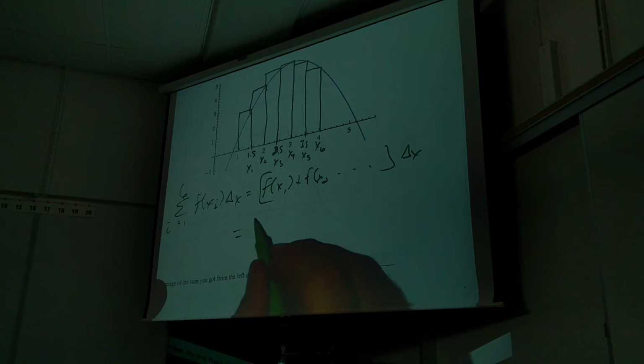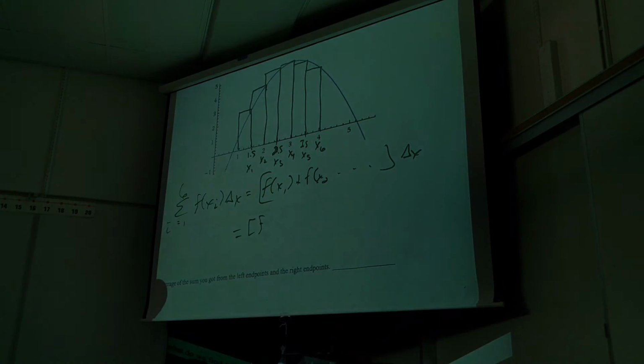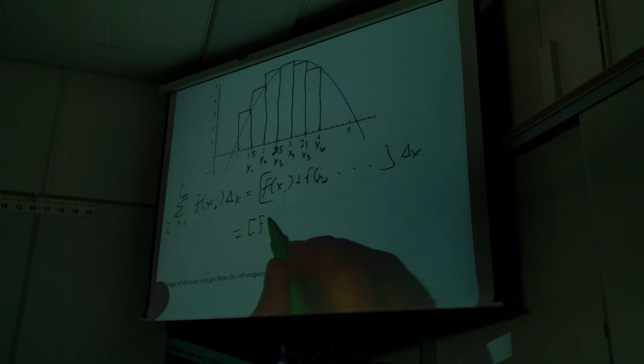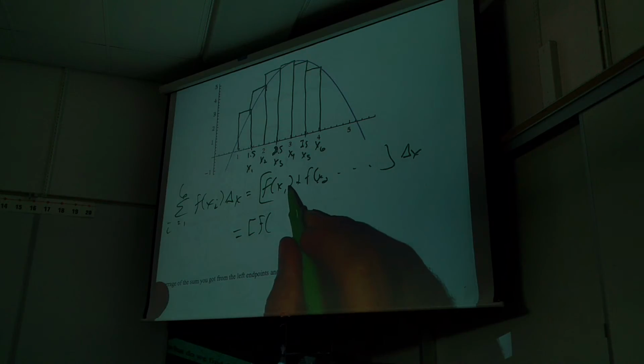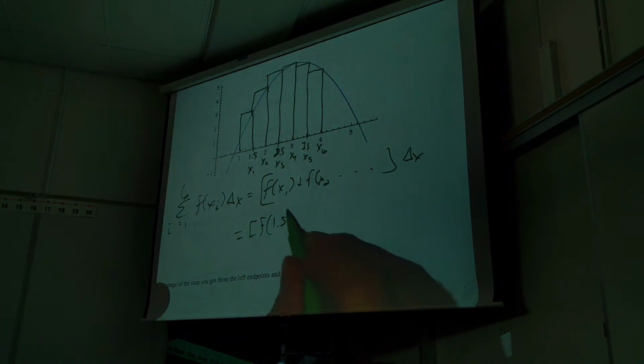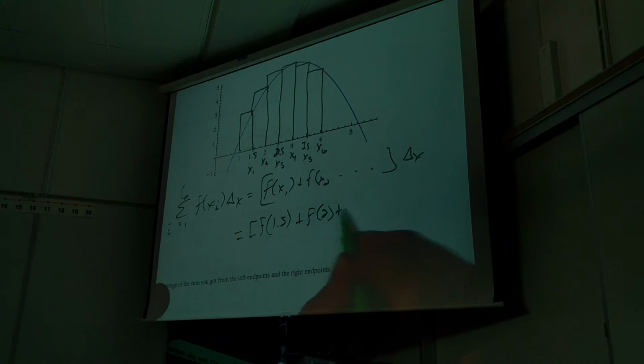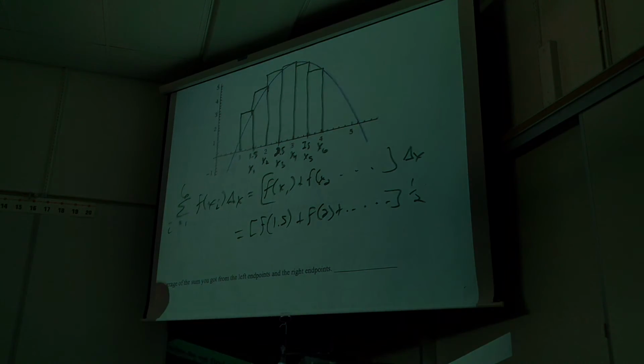So then, you can notice it's beautiful when they ask you to do both left and right endpoints because I've already got a lot of these function values done. Right? So I want f of, now what's x1? 1.5, the right endpoint now. Plus f of 2, plus and so on, times 1/2, because that's the width. All right.